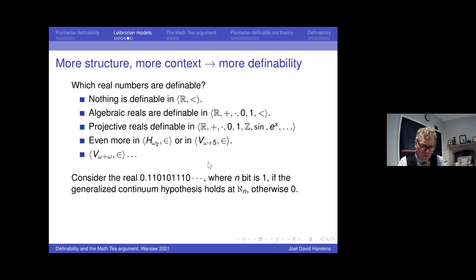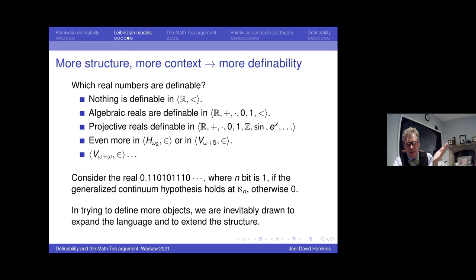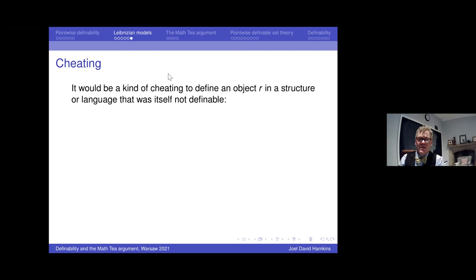Right. So in trying to define more objects, it seems we're inevitably drawn to expand the language and extend the structure. We want to consider a bigger structure, a bigger context, possibly a bigger language. But of course, it's cheating to take that too seriously. For example, we wouldn't want to say, well, I'm going to define this number R, and it's the value of the constant symbol R, where I am considering the structure in which that constant is interpreted by that real number that I wanted to make definable. That's completely cheating, right? If you define a real number in terms of a language and in a structure in which the constant is simply picking out that real number, then you haven't really defined the number.